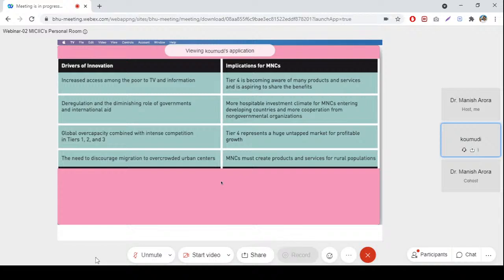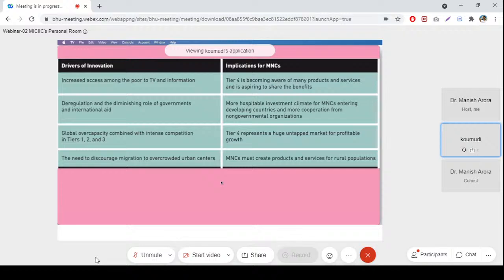Consider the drivers of innovation and opportunities for companies in Tier 4 in this table proposed by Prahlad and Hart. Increased access to TV, internet, and information is making the consumers in Tier 4 aware of more products and raising their aspirations. Several developing countries have deregulated with minimal government interference, driving the market towards a more hospitable reception of MNCs. There is intense competition in Tier 1, 2, and 3. Therefore, the window of opportunity lies in Tier 4.